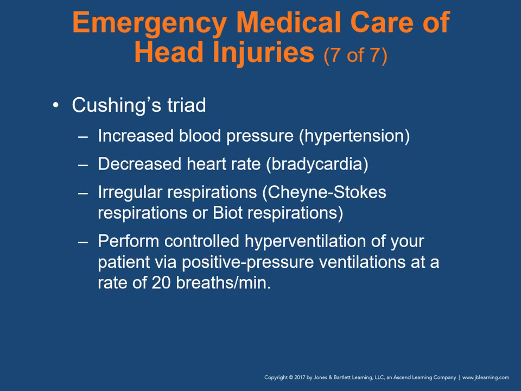Cushing triad is increased blood pressure, or hypertension, a decreased heart rate, which is bradycardia, and irregular respiration, which is Cheyne-Stokes or Biot respirations. If this process is allowed to continue, it is a fatal injury. Perform controlled hyperventilation of your patient via positive pressure ventilations at a rate of 20 breaths per minute. Follow local protocols and your medical direction in regard to hyperventilation in the presence of herniation.